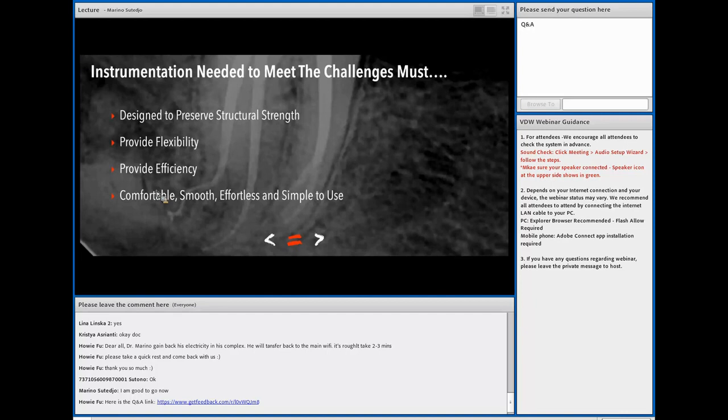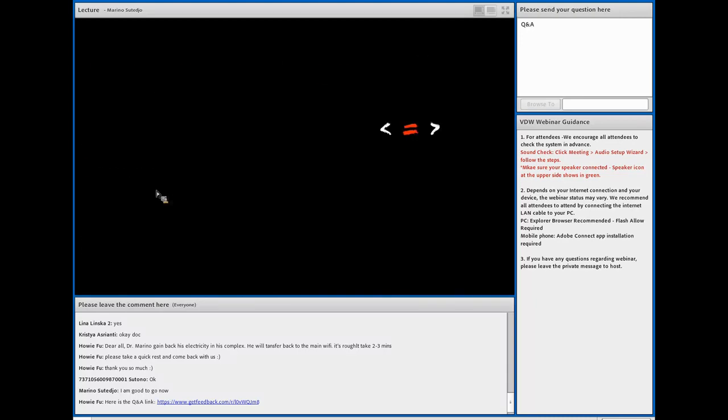So in order to, again, fulfill the less is more concept, now we need to think about that differently. Instrumentations definitely need to meet the challenges. They need to be designed to preserve structural strength. It's also to provide us with good flexibility and efficiency, and it should be comfortable for use. It should be smooth, effortless, and simple to use.